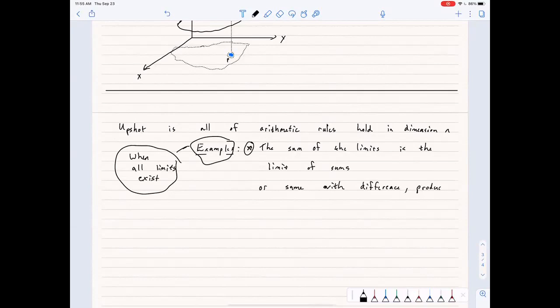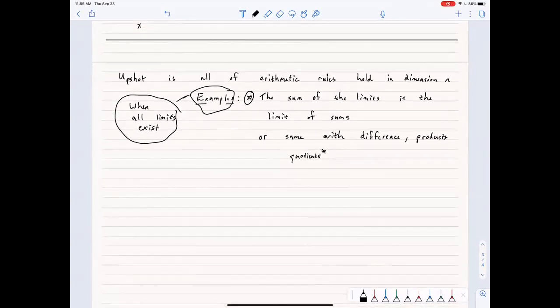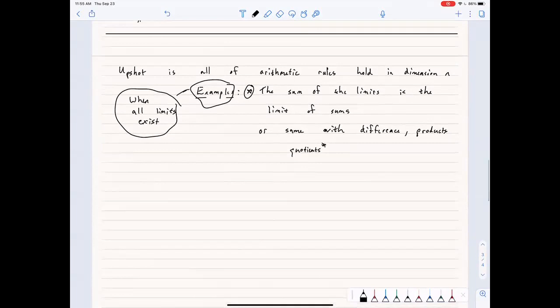Quotients are fine, but you have to be careful that the denominator is not 0, right? That the limit of the denominator is not 0. You have to be careful with that. Quotients, with an asterisk. So some of these basic arithmetic rules hold, which means that we can manipulate limits in higher dimensions when we're dealing with familiar functions where we don't see a denominator going to 0, that kind of thing.